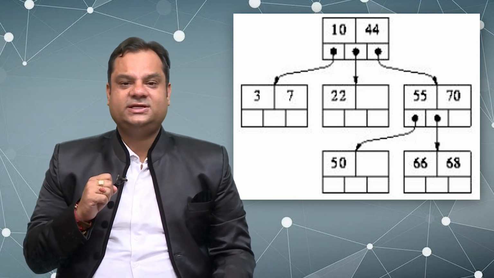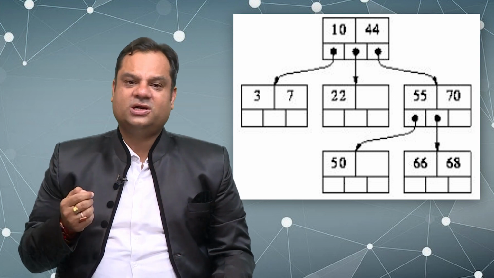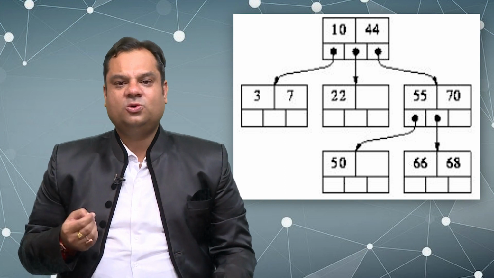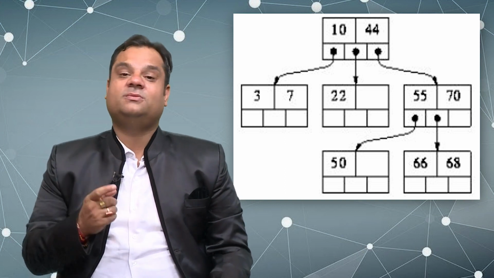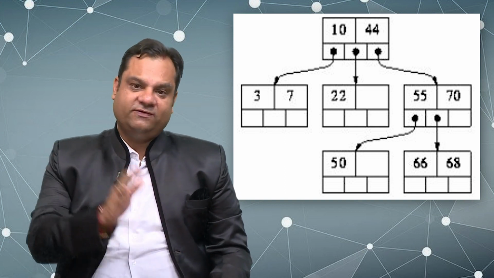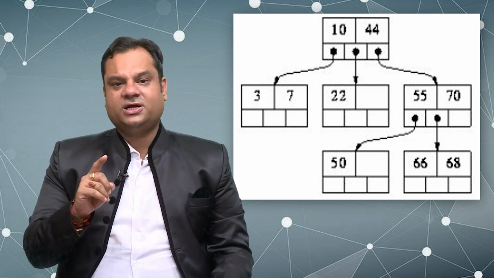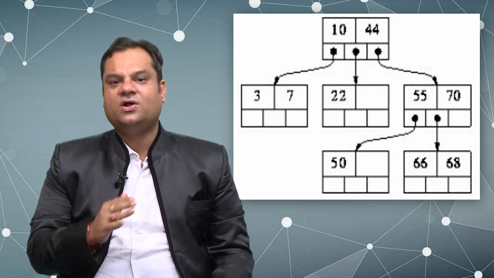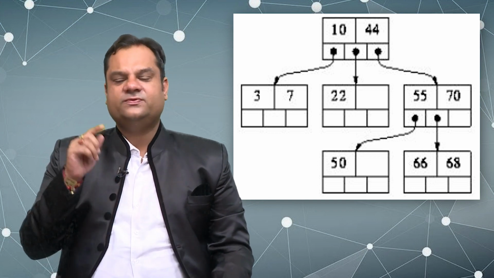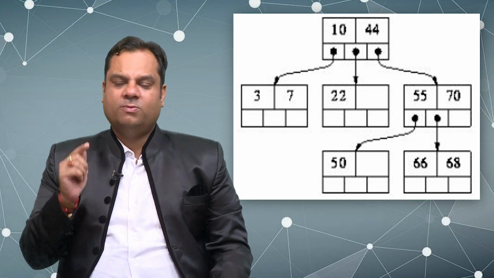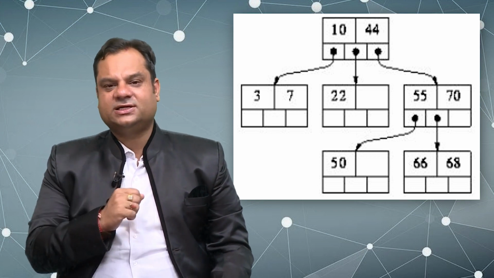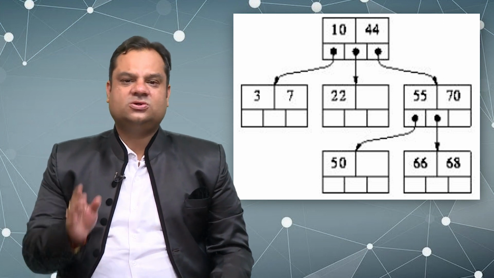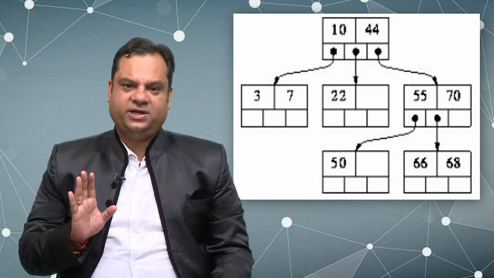Next items are 66 and 68. When comparing with the root item and then the internal node, both are greater than 55, but both are less than 70. That's why they should be connected as a right successor of 55 or a left successor of 70. So 66 and 68 are both connected as a right successor of 55, or we can say the left successor of 70. There is no other item in the tree that we have to connect.